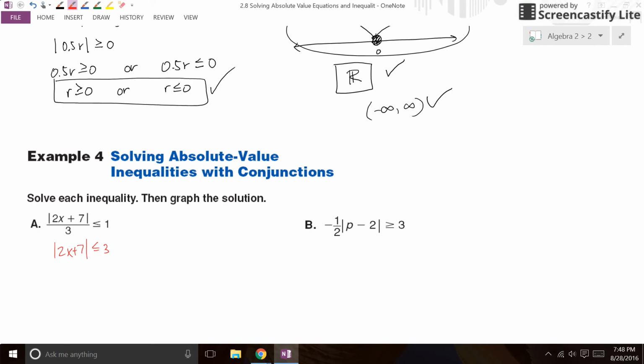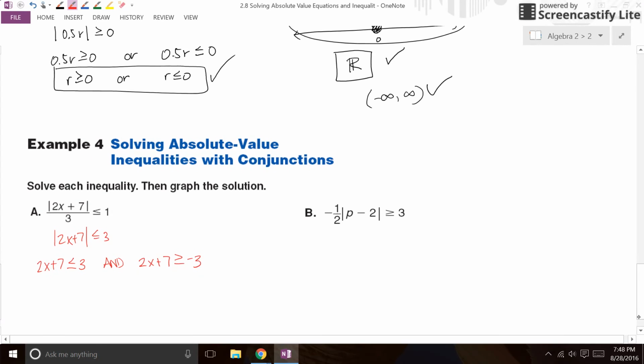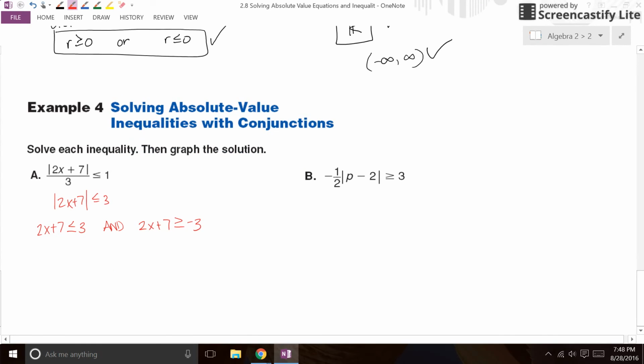That's an and problem right there because it's a less than symbol. So 2x plus 7 is less than or equal to 3. And at the same time, 2x plus 7 is greater than or equal to negative 3. Again, you're still going to do that flip and that negative or that opposite, whatever you want to call it. And now solve it twice. So I'm going to subtract 7 from both sides. 2x is less than or equal to, what is that, negative 4. And then divide by 2, x is less than or equal to negative 2. I didn't have to flip it because it wasn't a negative.